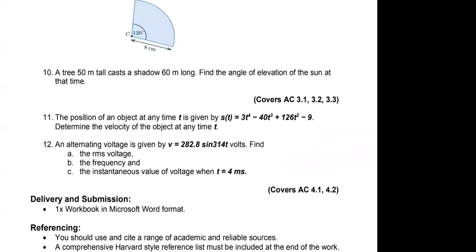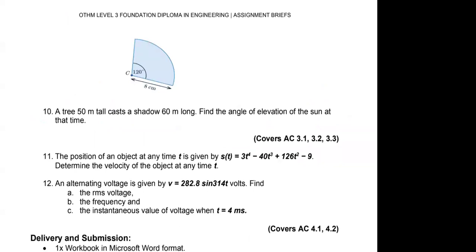A tree 50 meters tall casts a shadow of 60 meters long. Find the angle of elevation of the sun at that time. So, when you say elevation, can you see? The tree is what?